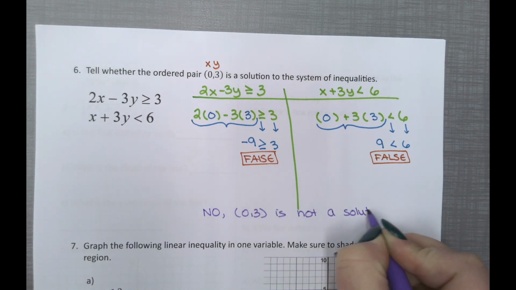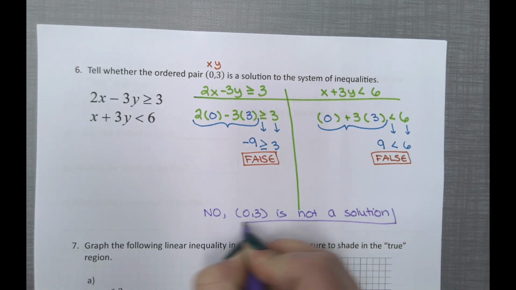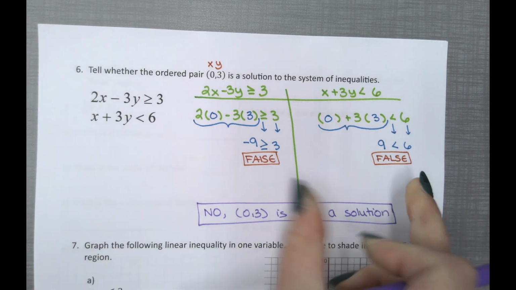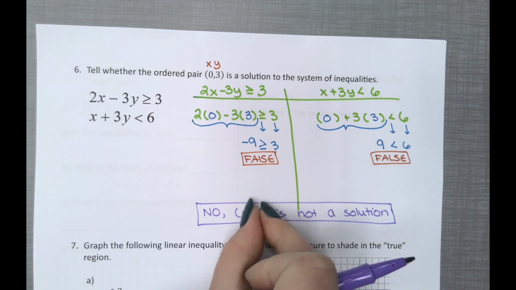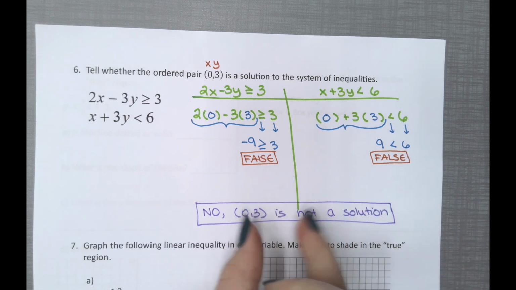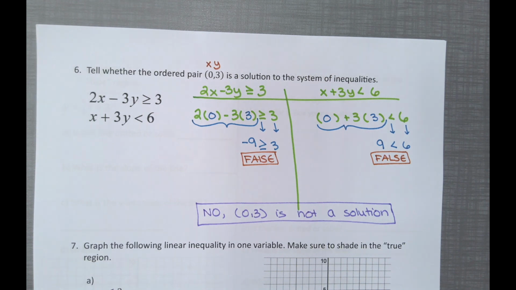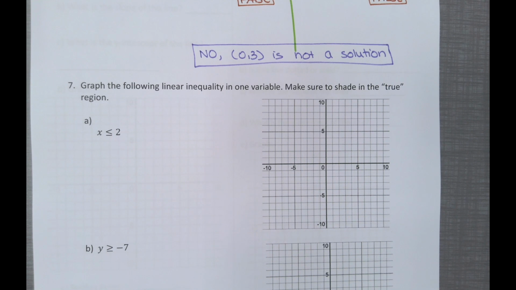The only time you will say yes, it is a solution, is if both are true. So you have to have true, true, yes. True, false, false, true, no. Both false, one of them false, the answer is still no. We need both true. Moving on towards inequality, this is now graphing inequalities.